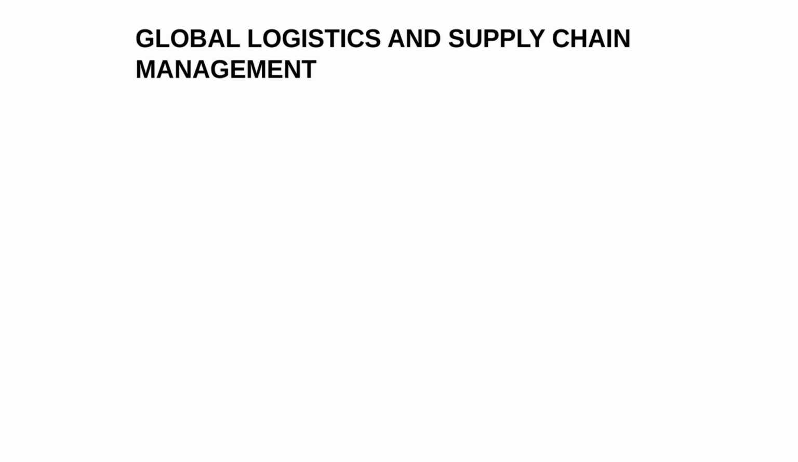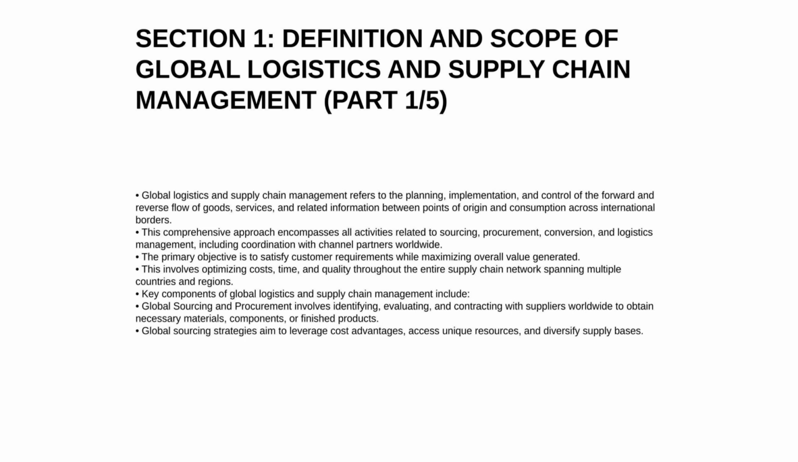In today's interconnected world, businesses increasingly operate on a global scale, requiring sophisticated approaches to managing the flow of goods, information, and finances across international borders. Global logistics and supply chain management refers to the planning, implementation, and control of the forward and reverse flow of goods, services, and related information between points of origin and consumption across international borders.